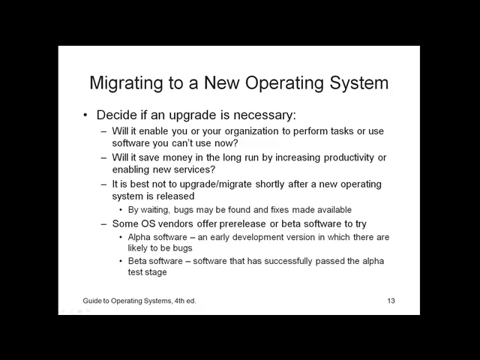Now, a lot of operating system vendors offer something called a pre-release or a beta software version to try. It's important to note that alpha and beta versions of software are not recommended, matter of fact, highly discouraged for production environments. The alpha version of a software product is the early development version in which there are likely to be bugs found. The beta version of the software typically has already successfully passed the alpha test stage and should be a lot more bug-free than the original alpha version.